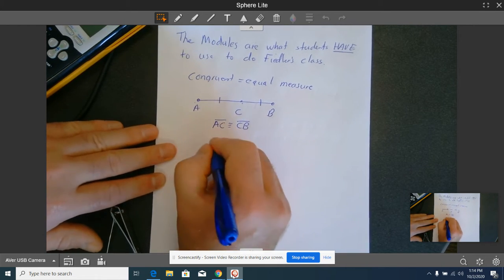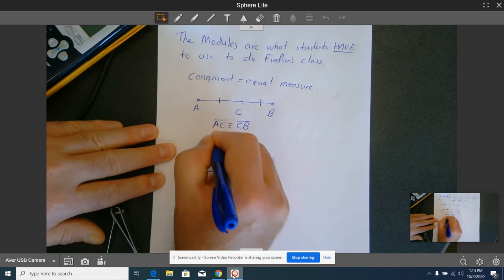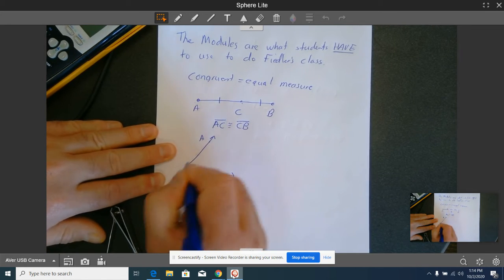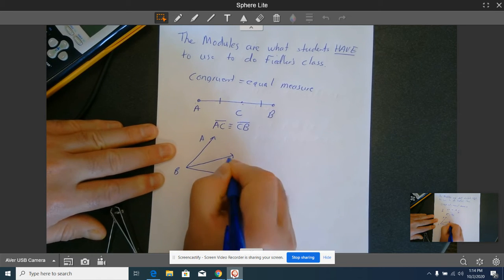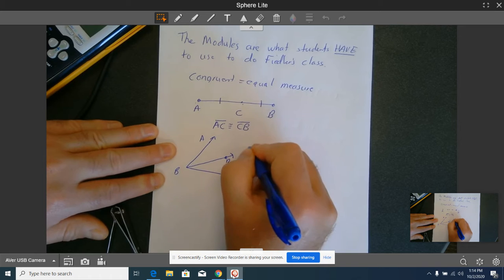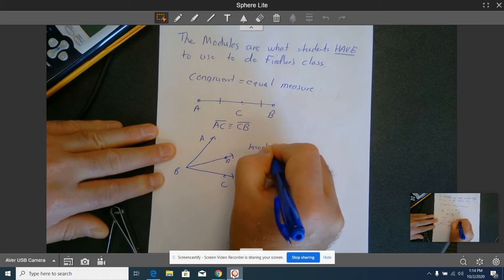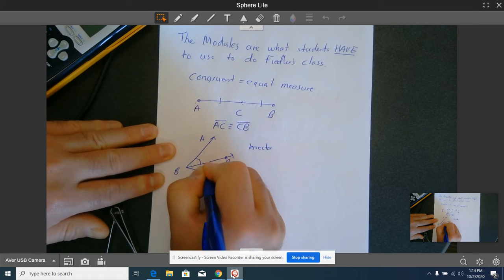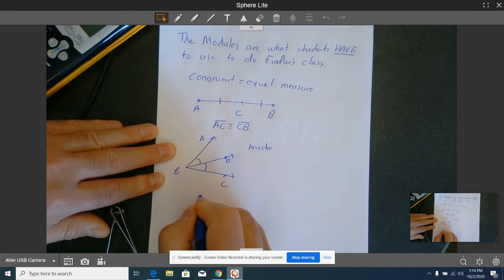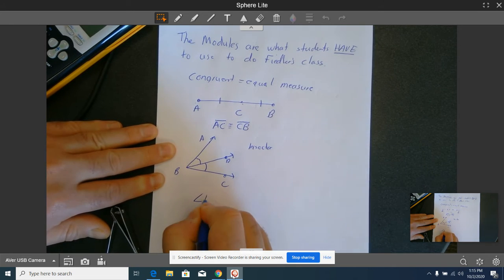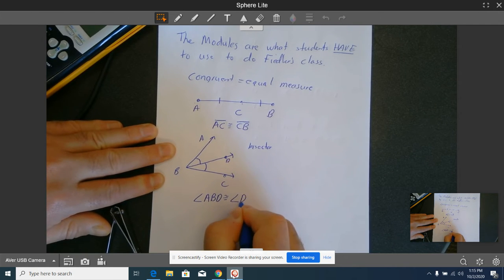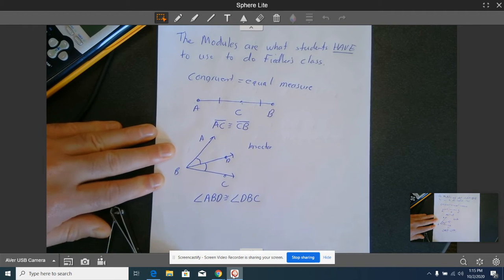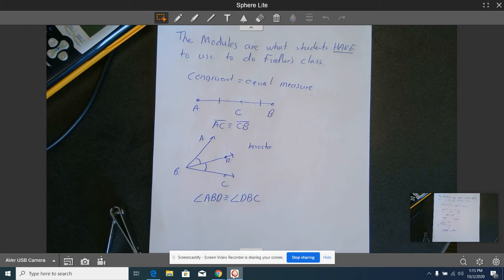For angles, let's say that here is an angle, A, B, C, and I draw this. And I'm going to say that this is a bisector. A bisector means it cuts it in half. Okay, so if that's a bisector, I could say that angle ABD is congruent, which means they have the same measure, to angle DBC. Okay, and so congruent means equal measure.